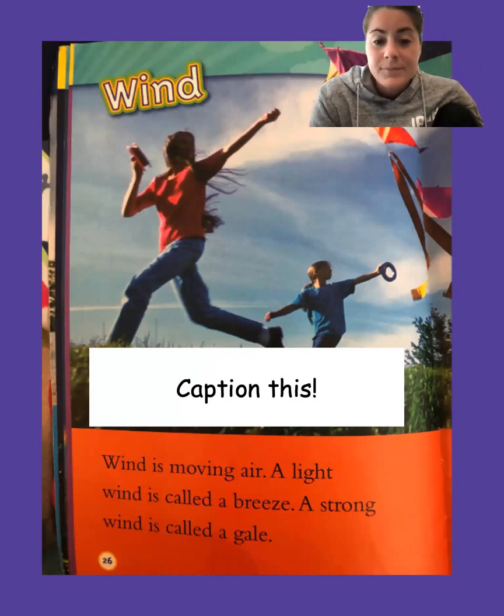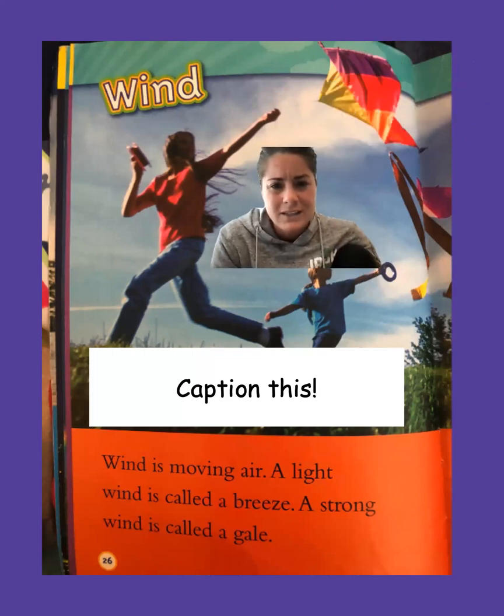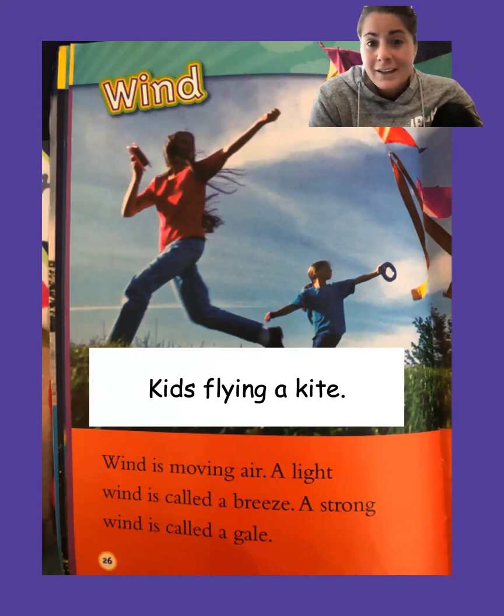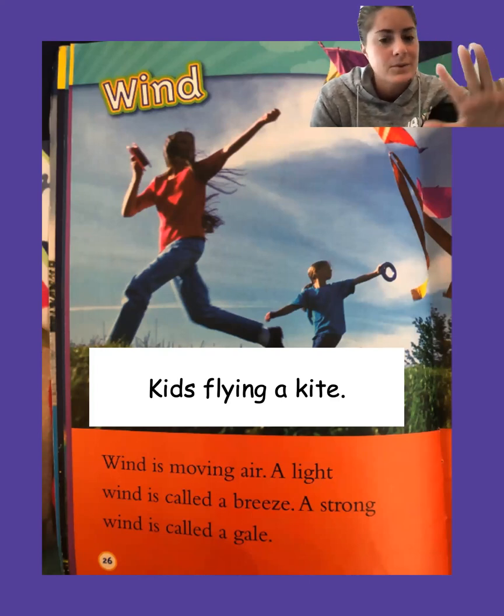Wind is moving air. A light wind is called a breeze. A strong wind is called a gale. So caption this. What are they doing in here? Am I in the way here? Can you see? What are they doing here with this wind? Yeah, they're flying a kite, right? Kids flying a kite, as simple as that. If someone just needed more explanation for the picture, there we go. We did it. Caption this, kids flying a kite. Nice. Not a made up story, right?